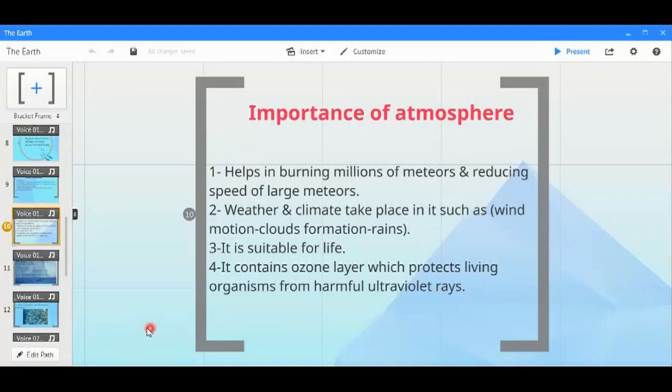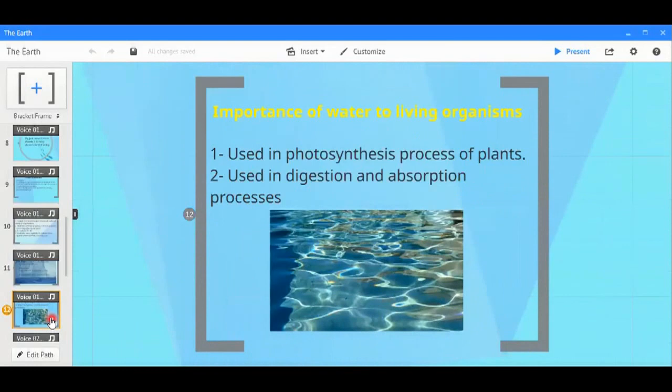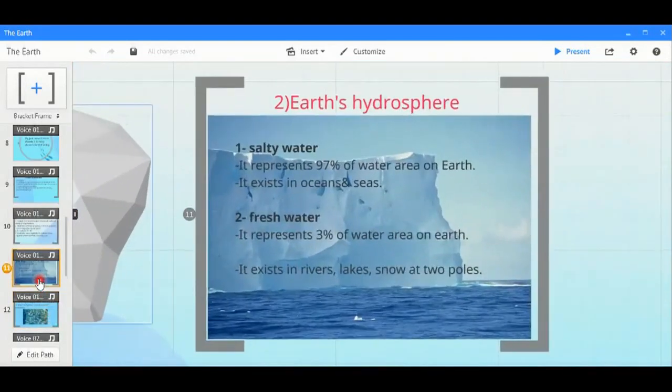Let's talk about the second point, which is the hydrosphere. Hydro means water. The percentage of water to land is 71 to 29. So more than 70% of the Earth is water, and only 29% is land.